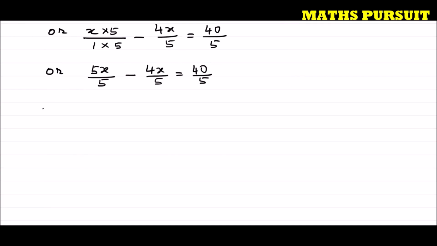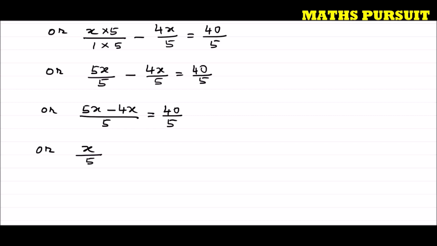Or I can write 5x minus 4x upon 5, because now 5 became our LCM, is equal to 40 upon 5. So what we got here? We got 5x minus 4x divided by 5 is equal to 40 divided by 5. Or 5x minus 4x is 1x, or simply x I can write.